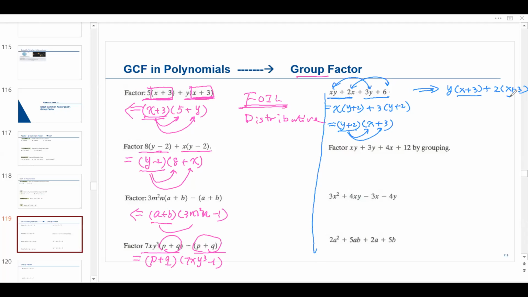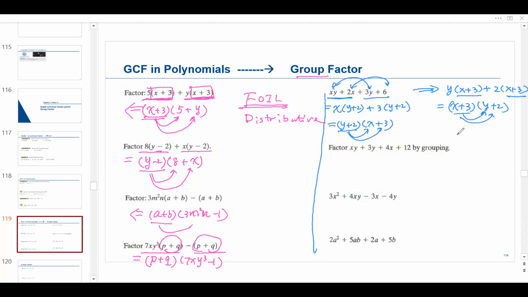So x plus 3 is the visible common factor here, right? So we take this out, and y plus 2. When you distribute inside, you can go backward. So actually they are just reversed, they are the same. The result is exactly the same.